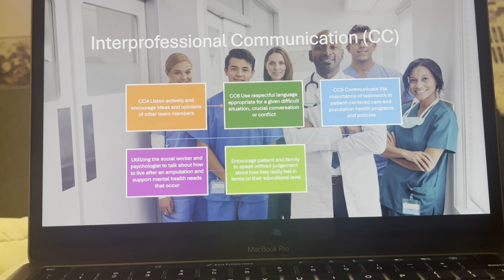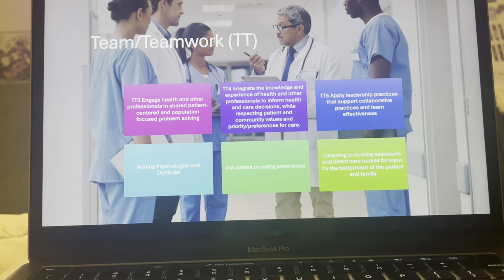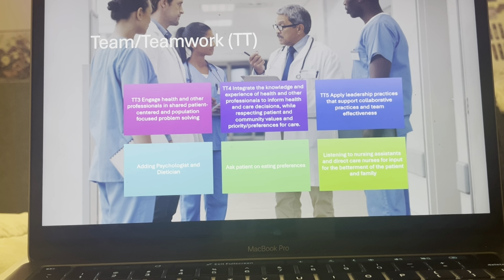The final core competency is teams and teamwork. We applied relationship building values and principles of the team to perform effectively. We have different team roles. We need to plan and deliver and evaluate Mr. Rivera's care that is safe, timely, efficient, effective, and equitable. Subcompetency TT3, engage health and other professionals in shared patient-centered problem solving.